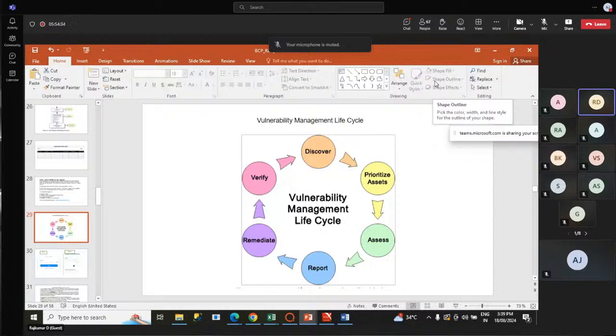And again, you prioritize your assets on which you want to deploy this first, whether on a similar environment or on a small group of environments on which you want to test it. Prioritize those, apply it, assess the situation, report it, remediate it, and then verify it.